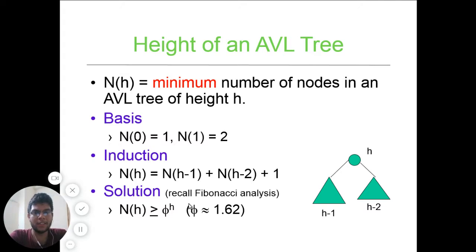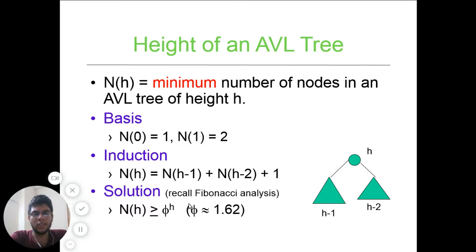So N of h is defined as the minimum number of nodes in an AVL tree of height h. The word minimum is important. N of h is the minimum number of nodes. So what are the base cases? When a tree is of height 0, there is one node, the root. When a tree has height 1, it has two nodes. A tree with height 1 can have 3 nodes as well as 2 nodes, a root with 2 children or 1 child. So the minimum number of nodes will be a tree with one child, two nodes.